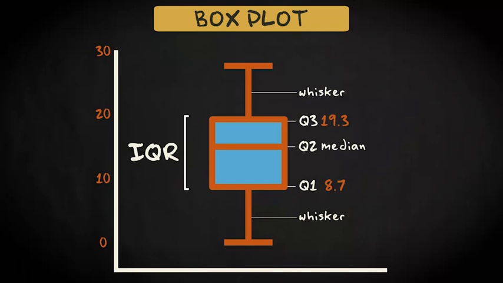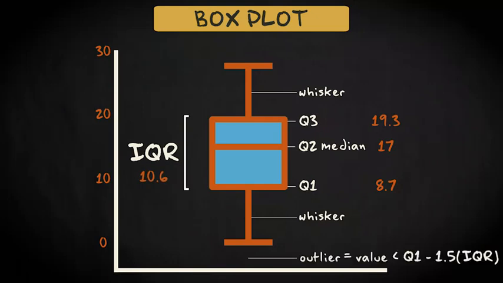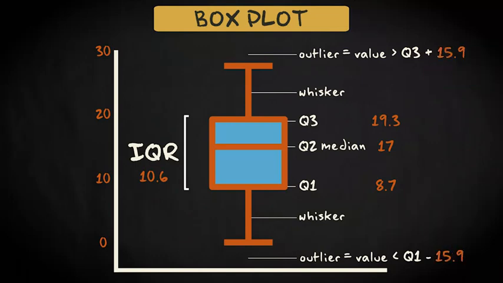How do you decide how long the whisker should be? Well, let's go back to the values in our example. We have detected Q2, Q1 and Q3 and the IQR. We know that values below 1.5 times the IQR below Q1 and above 1.5 times the IQR above Q3 are outliers. Our IQR is 10.6, so 1.5 times 10.6 equals 15.9. Q1 is 8.7, so all values lower than 8.7 minus 15.9 equals minus 7.2 are outliers. Such values don't exist, so we have no outliers on this side.